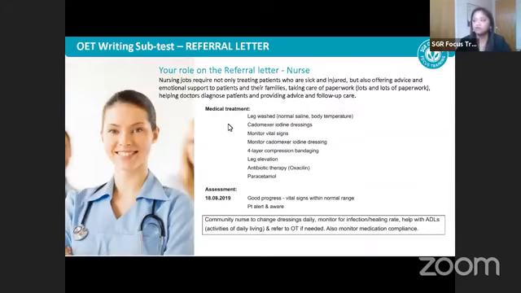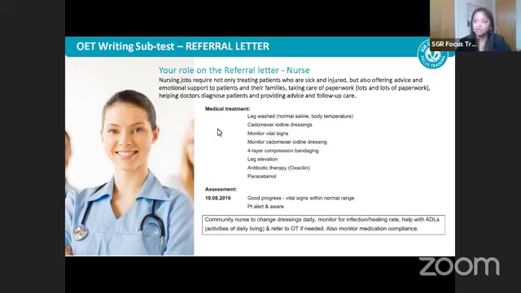So if your role is a nurse, a nursing job requires not only treating patients who are sick and injured, but also offering advice and emotional support to patients and their families. You do a lot of paperwork. You help doctors diagnose patients, and you provide advice and follow-up care.